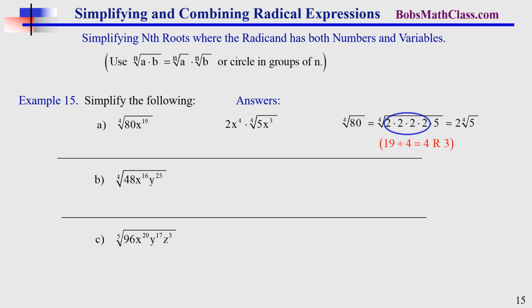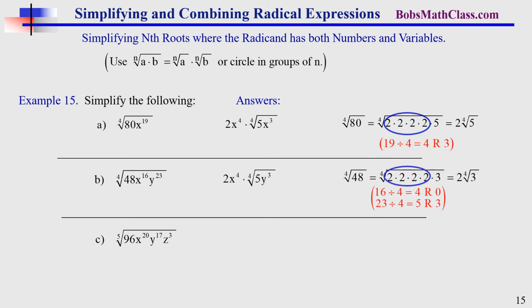Okay, now the 48. That's 4 2's and a 3. So you can see that a 2 is going to be written in front and a 3 is going to be written inside. And then divide 4 into 16, which is 4 times. So x to the fourth is written in front. No x is inside. 4 into 23 is 5 times. So y to the fifth in front, 3 inside.